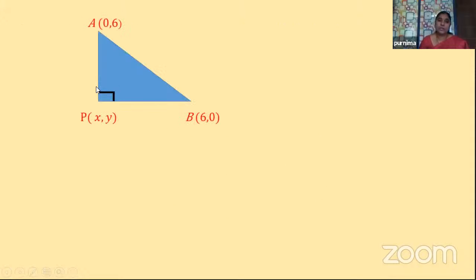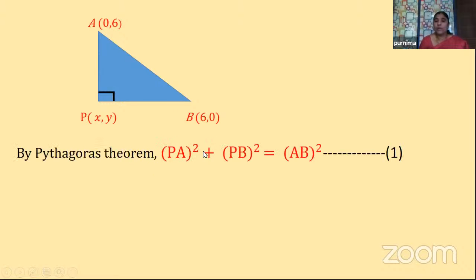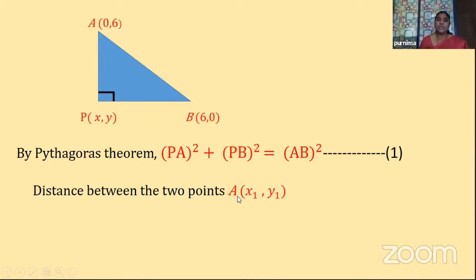Now here, what is the diagram? So this is the diagram APB, where at P we have a right angle, and A and B are the end points of the hypotenuse. So now here, by Pythagoras theorem, PA square plus PB square is equal to AB square, according to our diagram. Clear, children? Now PA, PB and AB are again distances, so again here we need the distance formula.